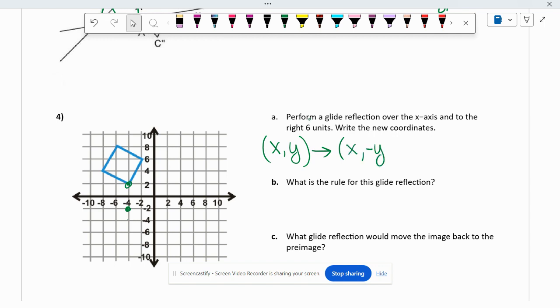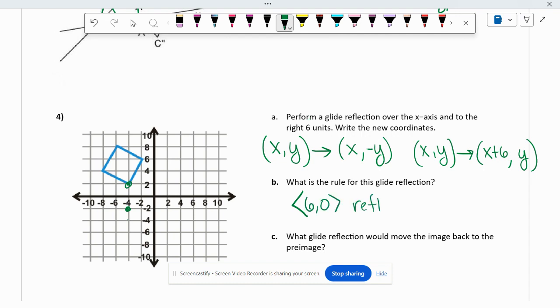The sign of the y. And then if we move something 6 units to the right, what does that look like? How do I show that? What's getting added? 6 to it? x plus 6. y stays the same. Okay. So what is the glide rule for this? Well, we write it as a vector. So 6, 0 reflected in the x-axis. That's how we write that.